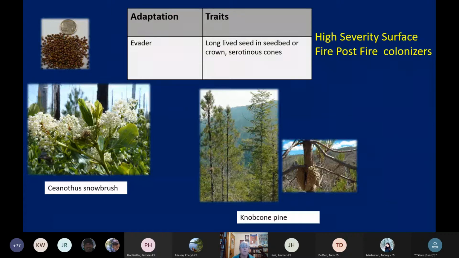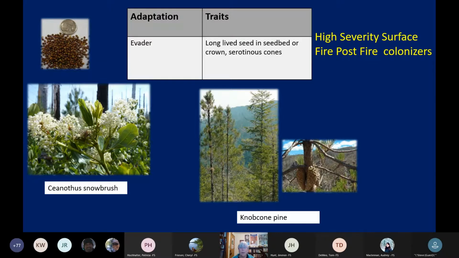And another evader species trait, like knobcone pine, is to have cones with really sticky resin around them that requires some kind of heat to melt, pop the cone, and then they're able to germinate immediately after a fire.